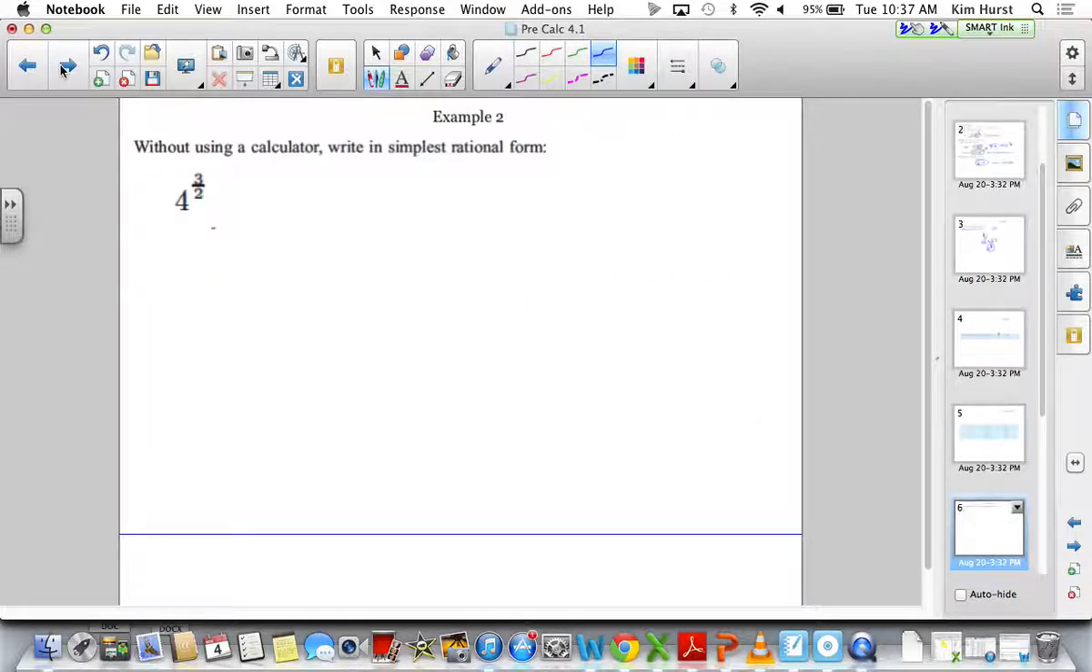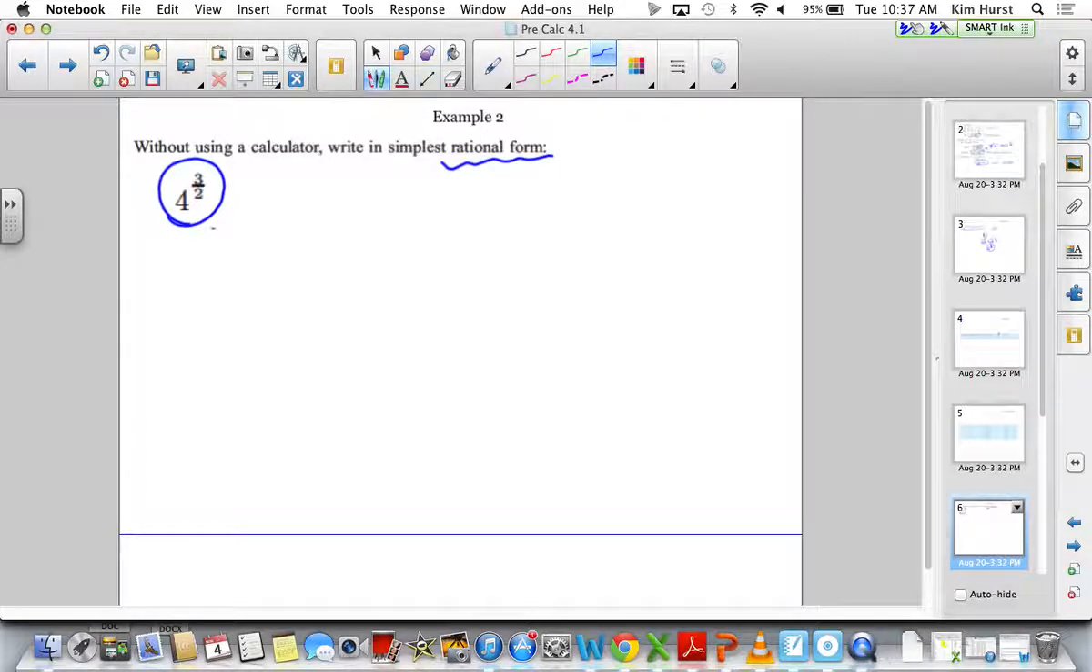Okay, so now, there's lots of problems they're going to ask this specifically. They're going to say without a calculator. Okay, without a calculator, try to write this. Now this asks to write it in the simplest rational form, okay, which means that we'll have an exponent and not a radical symbol. All right, and it gave this problem 4 to the 3 over 2.